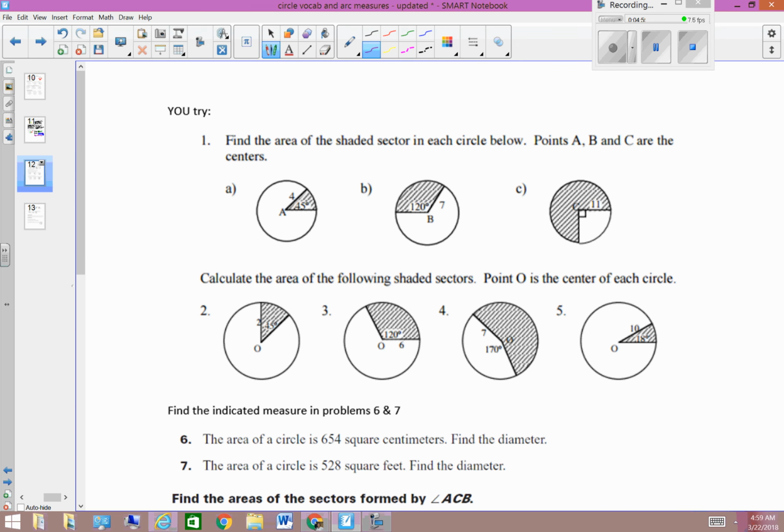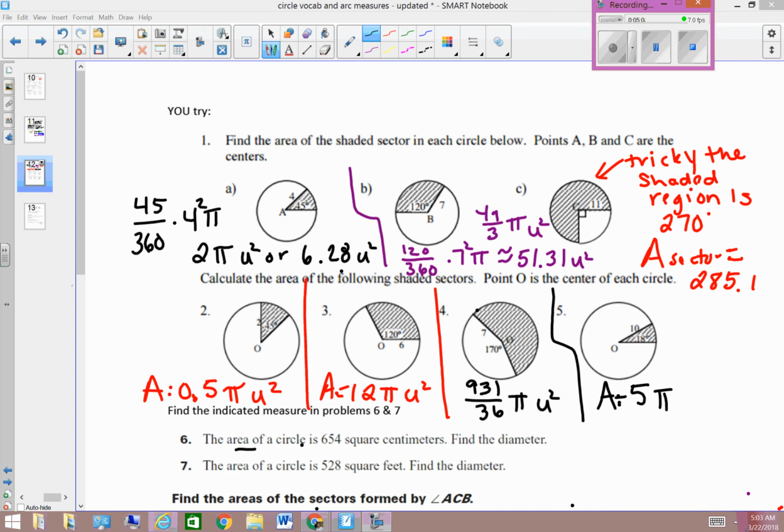So I'd like you guys to try a few of these. As the video goes on, I will put a few answers in. So take a minute, pause the video, and try a few. All right, so if you see that I have the answers for questions 1 through 5 now. If you look through 1 through 5, I have some of them in terms of pi and some of them with the answer as a decimal rounded.